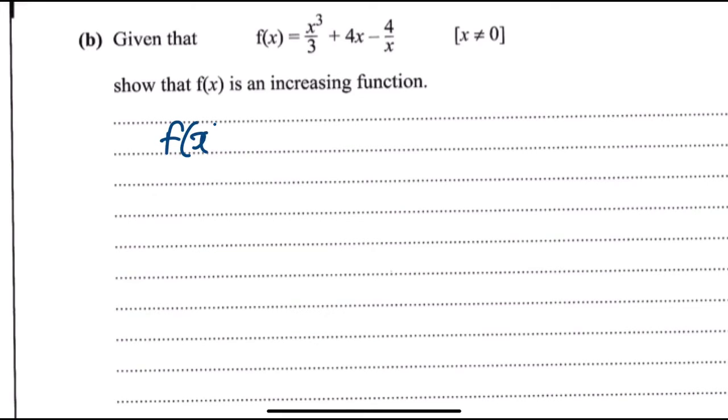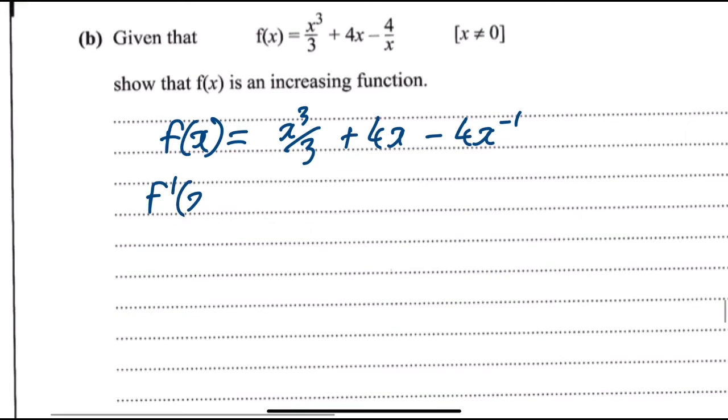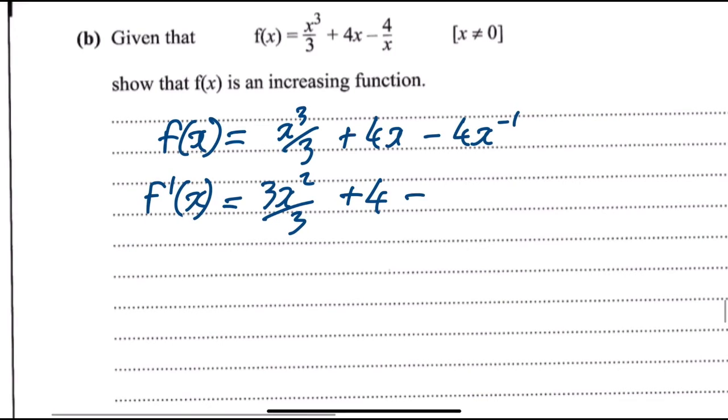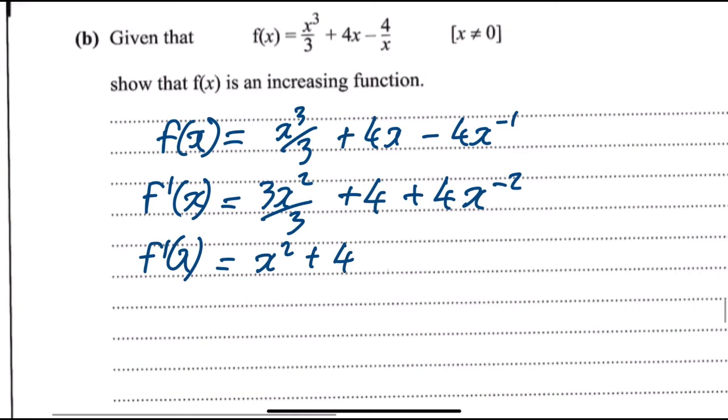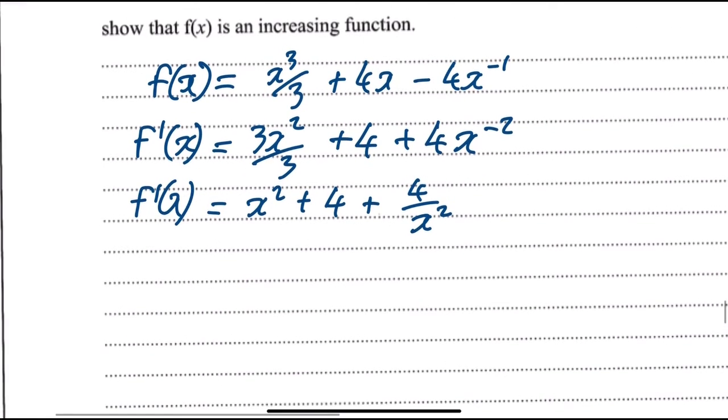So first of all, what we're going to do is get our f of x in index form. So x cubed over 3 plus 4x minus 4x to the minus 1. Then we're going to differentiate it. So when you differentiate it, you're going to get 3x squared over 3 plus 4, and then plus 4x to the minus 2. And then we could tidy that up a wee bit. That's f dash of x then is equal to x squared plus 4, and then plus 4 over x squared.